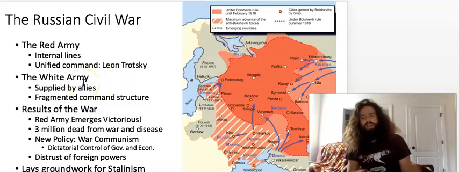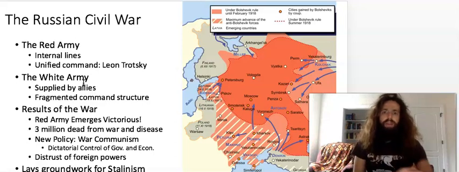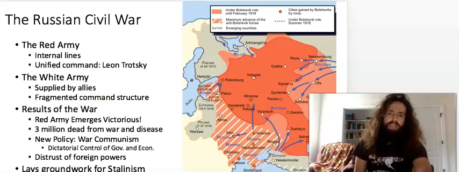The White Army is not very effective. They are kind of fragmented and attacking Russia from different directions. They have a hard time coordinating their movements, and there's power struggles within the White Army because the only thing they can really agree on is that they don't like the Russians, but they don't necessarily agree on what the ultimate goal of the war is or anything like that. Not the Russians, the communists.